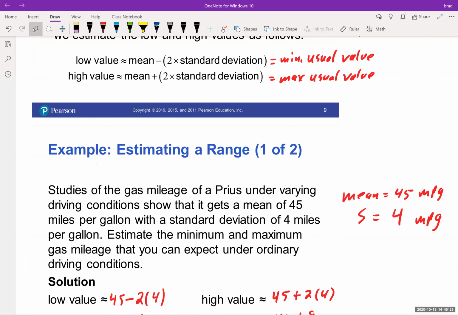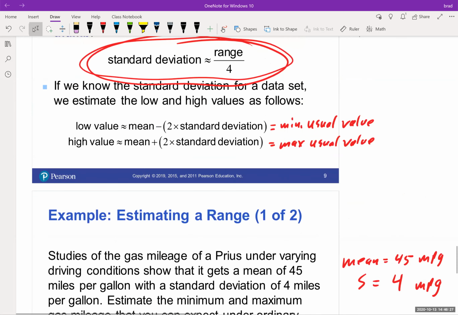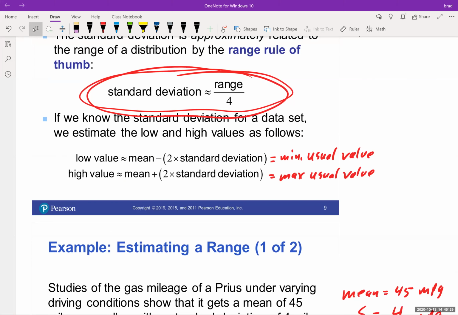So that's how we can talk about the rule of thumb. Let me see if I have another one for you in my notes that's a little bit nicer.